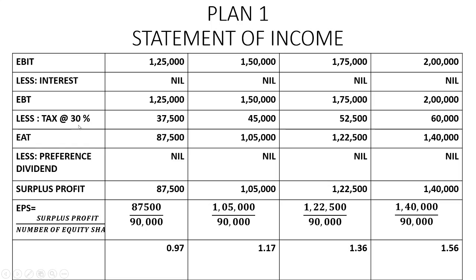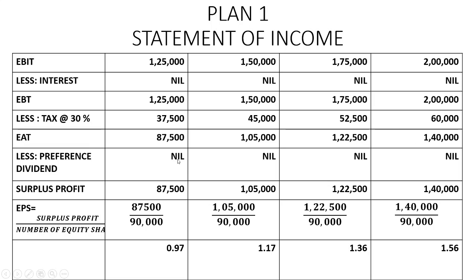Less tax at 30%. So we'll have to calculate the tax. 1,25,000 multiplied by 30%, 37,500. 1,50,000 multiplied by 30%, 45,000. 1,75,000 multiplied by 30%, 52,500, and 2 lakh multiplied by 30%, 60,000. So what we get is earnings after tax, earnings before tax minus tax: 87,500, 1,05,000, 1,22,500 and 1,40,000.